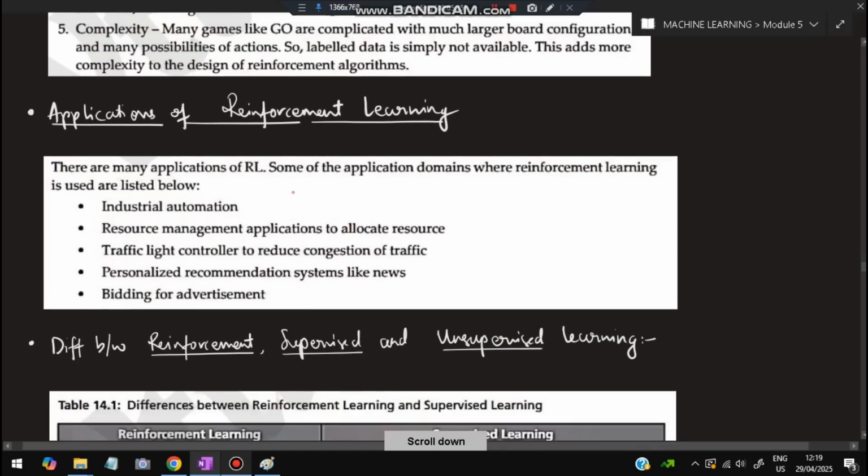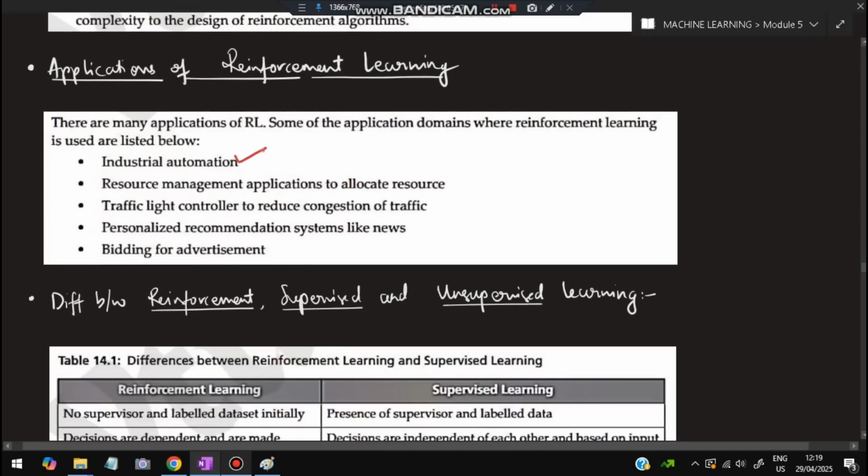Okay, now what are the applications of reinforcement learning? Industrial automation, resource management applications, and traffic light controller: at what point of time which vehicles are to be given a go, so that the traffic is reduced. And personalized recommendation systems, like news and bidding for advertisement.